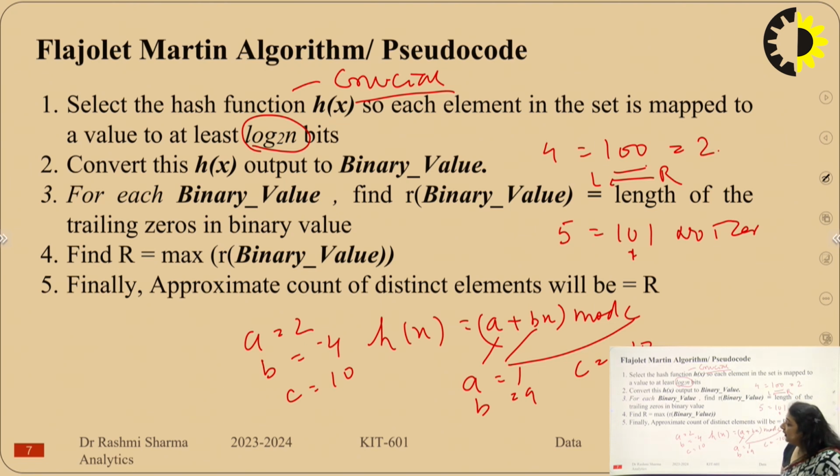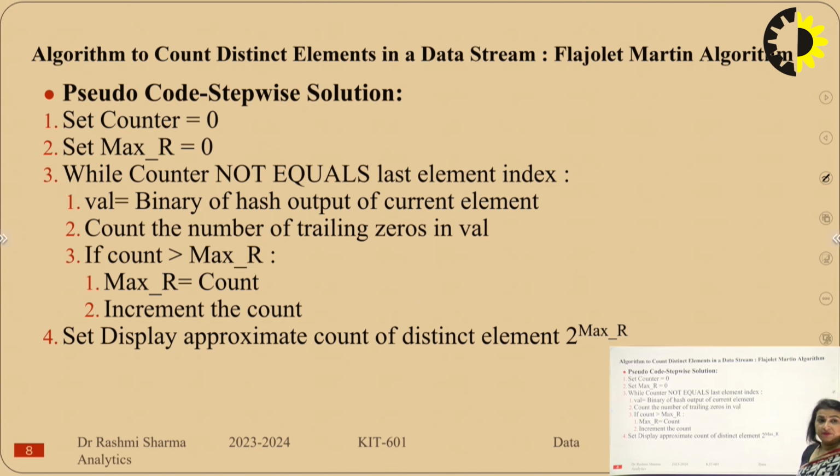Finally, the approximate count of the distinct elements will be there, and then we take the maximum value. So the pseudocode tells you to set the counter equal to 0, set the max R, the maximum number of trailing zeros, equal to 0, and run while the counter goes to the last element index, because I have n elements, so I would run through all the n elements individually.